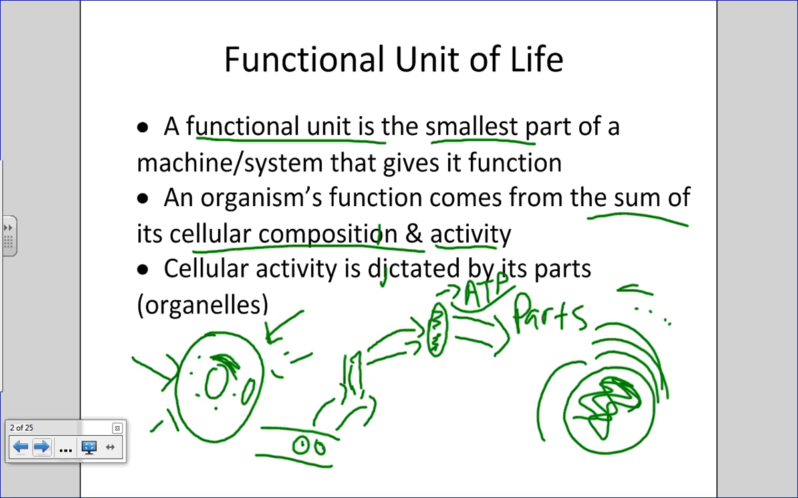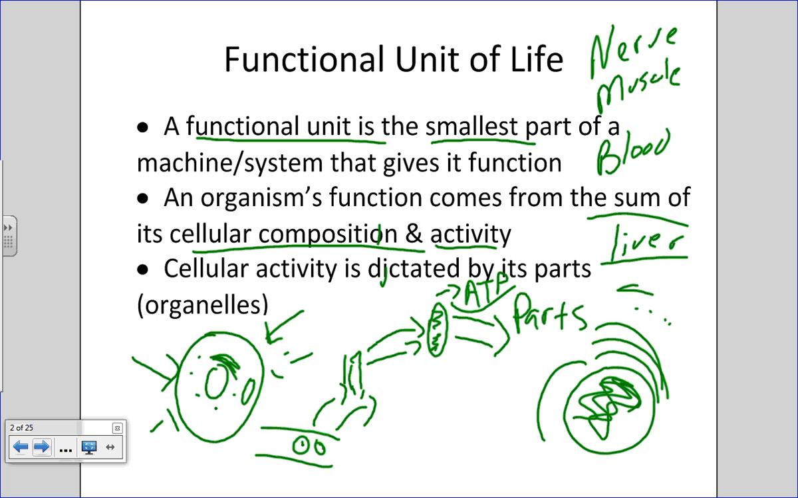For example, we have nerve cells, muscle cells, blood cells, liver cells. All these are cells. All these are different, but they have the same basic parts, just in different variations. But the sum of the activity matters. The liver alone can't give us function. The liver alone has a specific function, but we need more than the liver to keep us alive. The cells of blood are very important for protecting us as an immune system, for circulating gases, or forming clots to prevent bleeding.